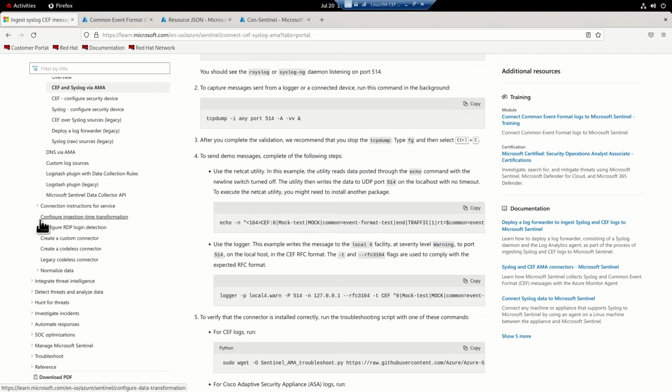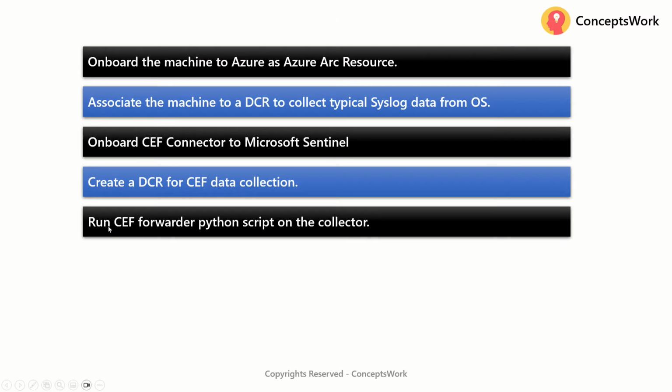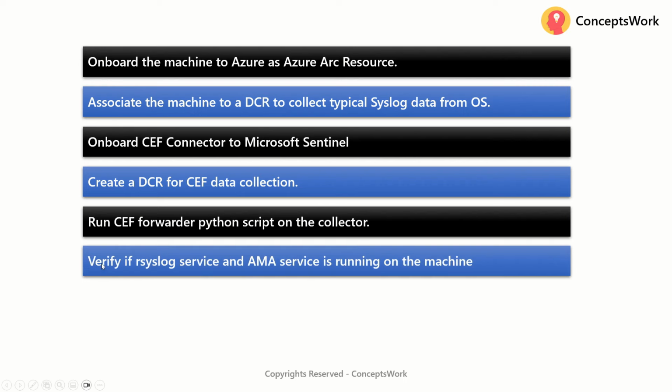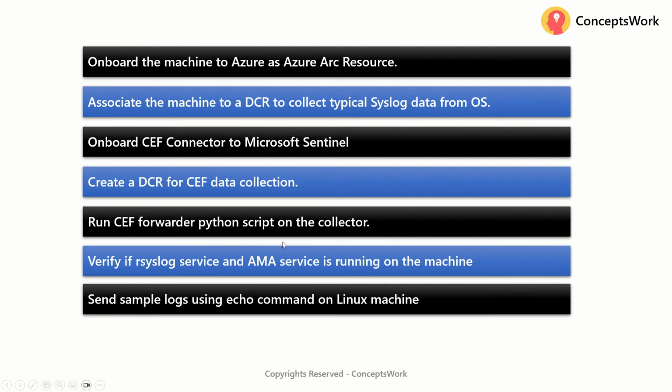Okay, so as of now, what we have practically done is we have completed this process of running the CEF forwarder script on the collector. Then the next step is to verify if the rsyslog service and AMA service are running on the machine. With the AMA service, you won't face any issue. This is something which I have tested n number of times. That's why I'm showing you that with rsyslog you might encounter some issues. That's why I was showing you the process end to end. However, once you have verified both the services are running, then the next step is to make sure that you send sample logs using the echo command on the Linux machine.